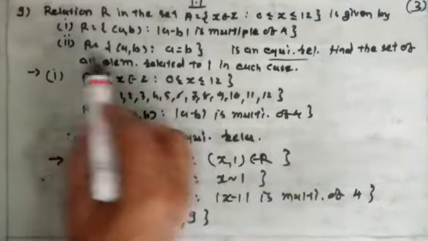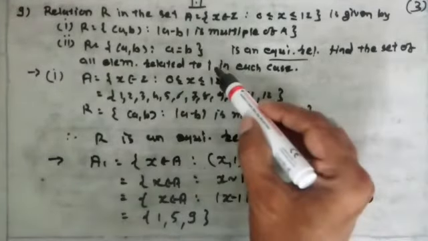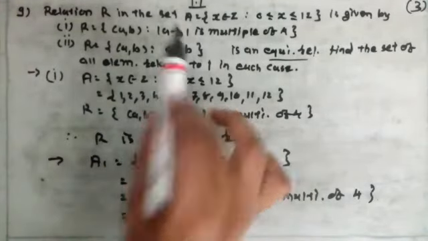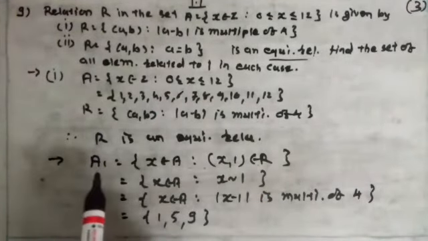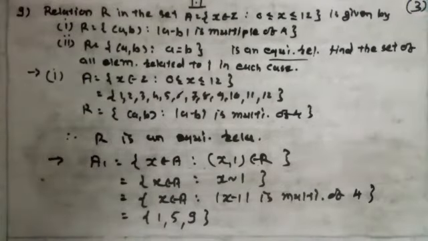And for the second relation, the equivalence class containing 1 is only 1, since 1 is equal to 1. That is, for the second relation, A1 becomes only {1}. Clear?